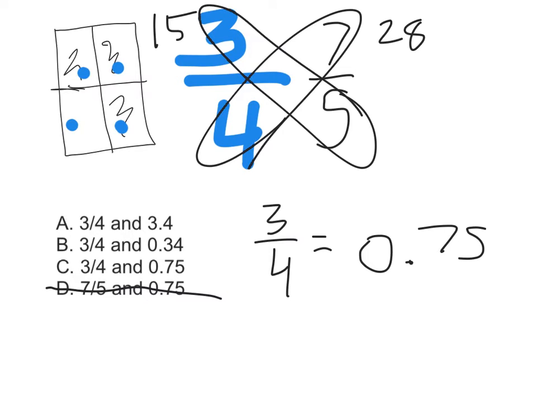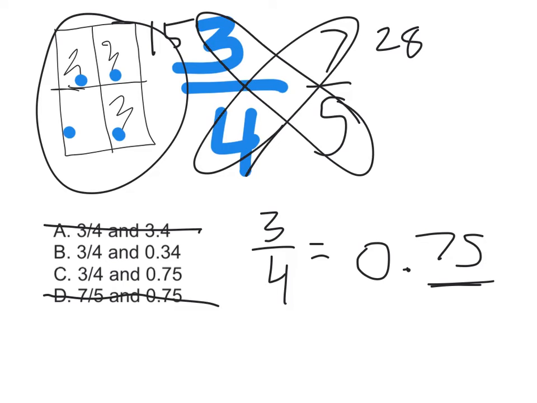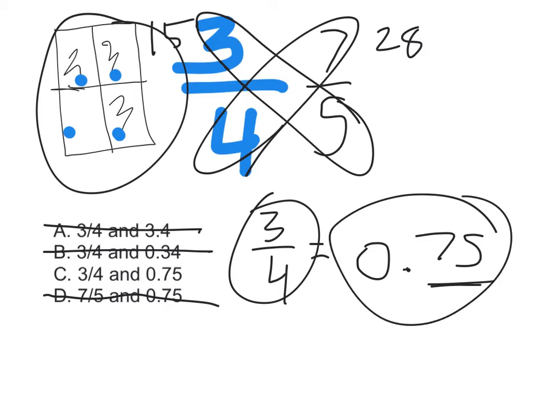So then what we have to do from here is find which answer has 3/4 as a fraction and 0.75 as a decimal. So this one has 3/4 and 3.4. That would be 3 wholes and then 4/10, so we would have 3 of these shaded completely in and then a little bit more of the next one. So it can't be that one. 3/4, so far so good, and 0.34. Well, 0.34 is not the same thing as 0.75, which leaves us with this one. So 3/4, that matches. 0.75, that matches.